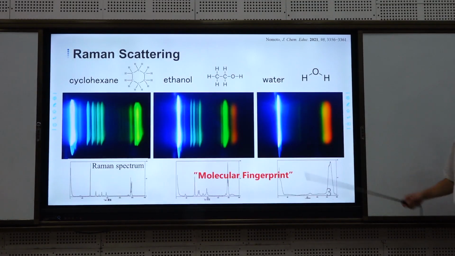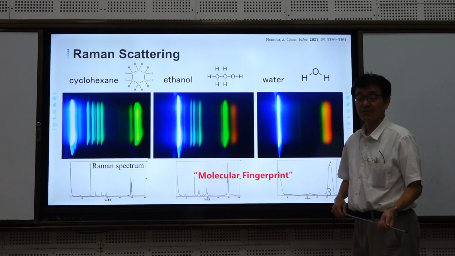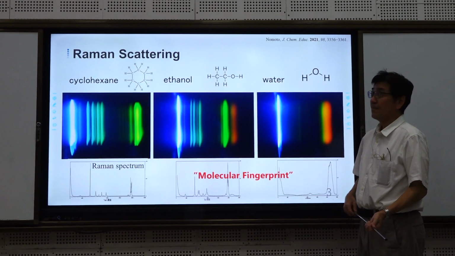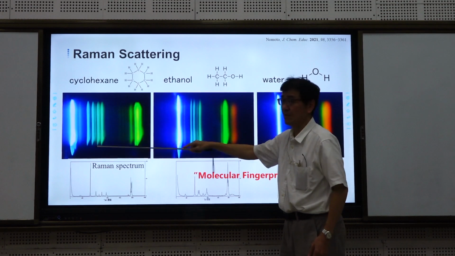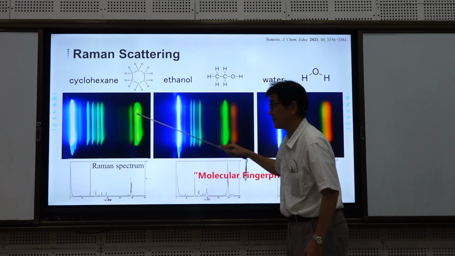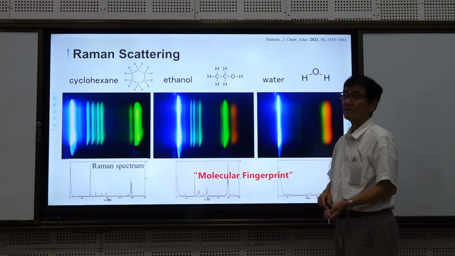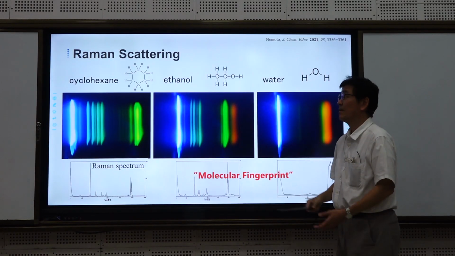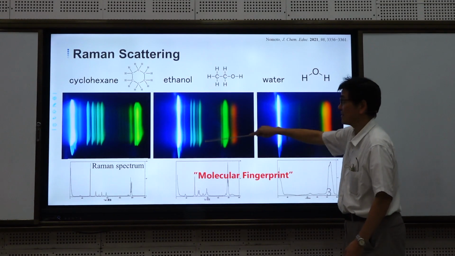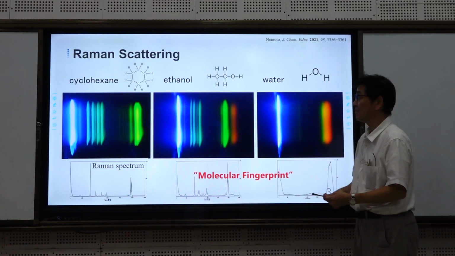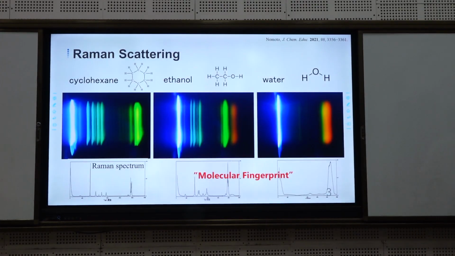As far as small molecules are concerned, the discussion is clear. It's because small molecules exhibit a limited number of Raman bands. The number of vibration modes, the normal modes, is 3N minus 6, where N is the number of atoms in one molecule. So as long as N is small enough, the number of Raman lines is limited, less than 20 or 30.